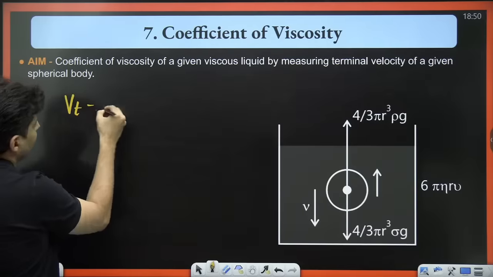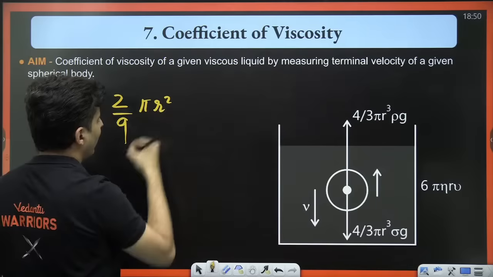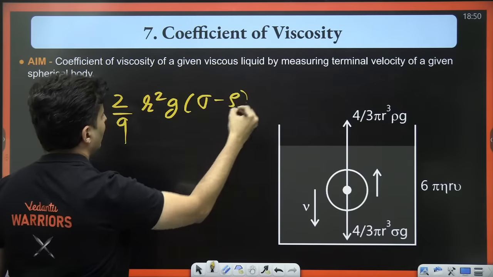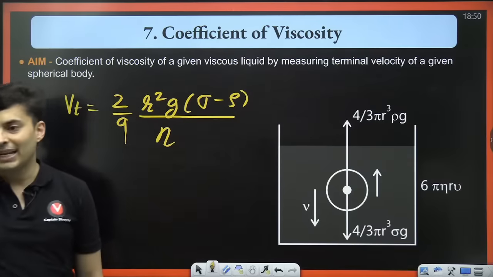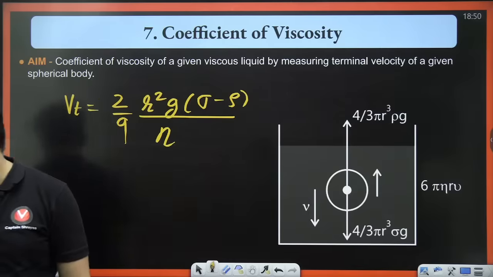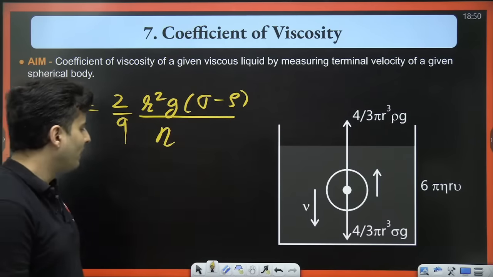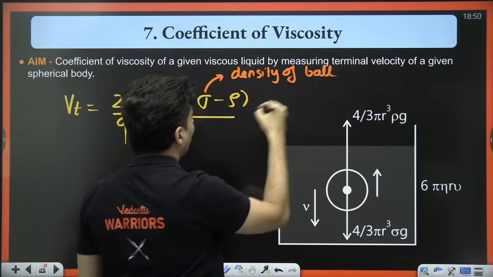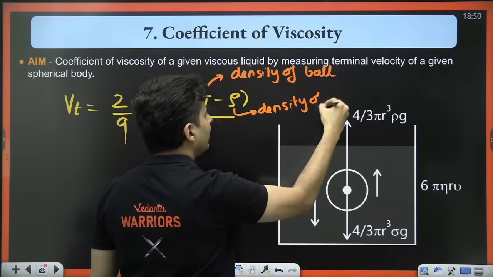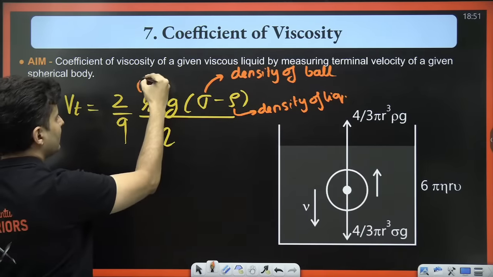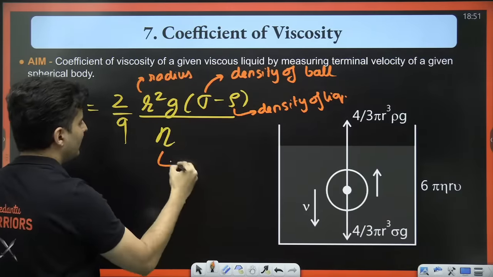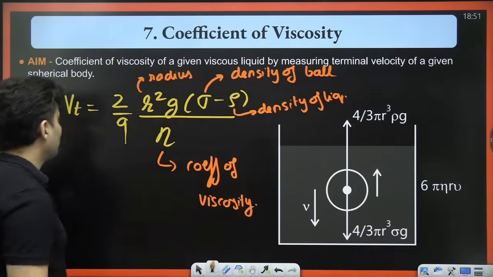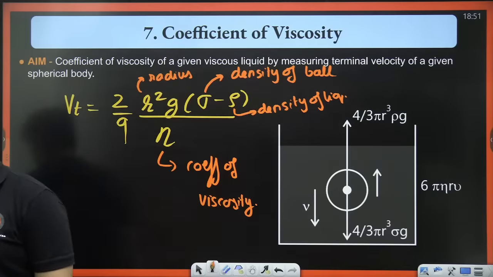The formula for terminal velocity is 2 by 9 r square g (sigma minus rho) by eta. Very, very important. Where sigma is the density of the ball which is being dropped, rho is the density of the liquid, g is g, r is the radius of the ball. What is this eta? This is your coefficient of viscosity. This will give you the terminal speed. As simple as that.